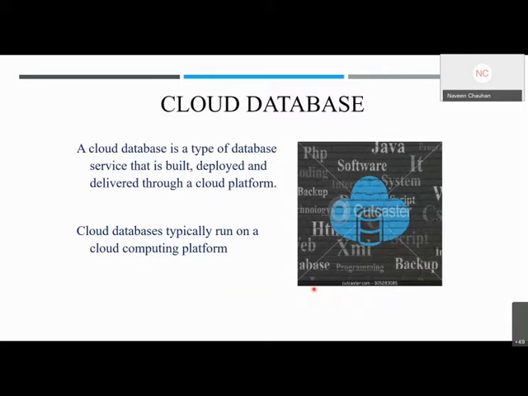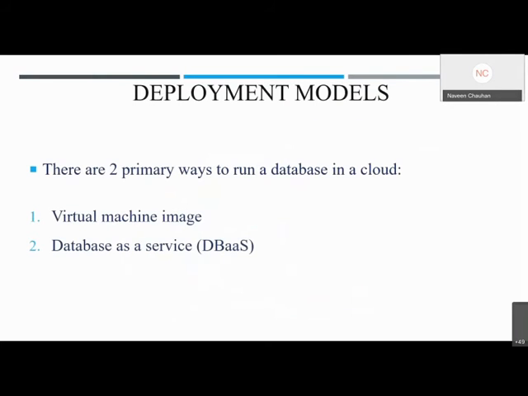So cloud database is another aspect. A cloud database is a type of database service that is built, deployed, and delivered through the cloud platform, and cloud databases typically run on a cloud computing platform. So basically, till now, what we have talked about is software as a service as one of the things.